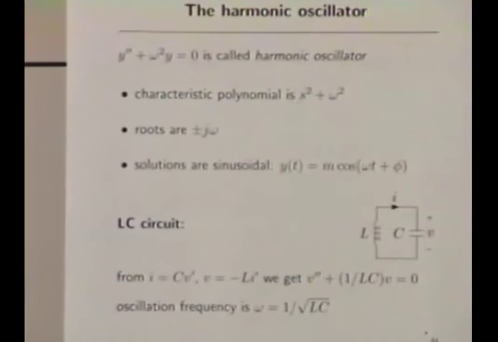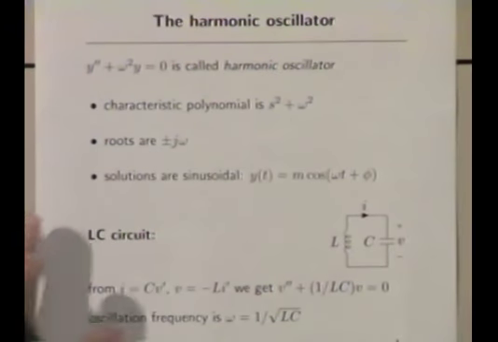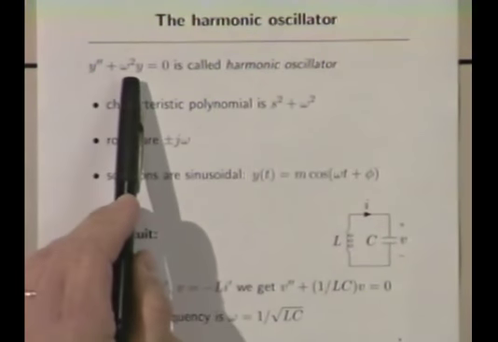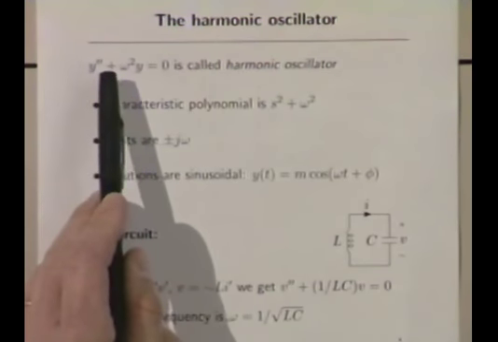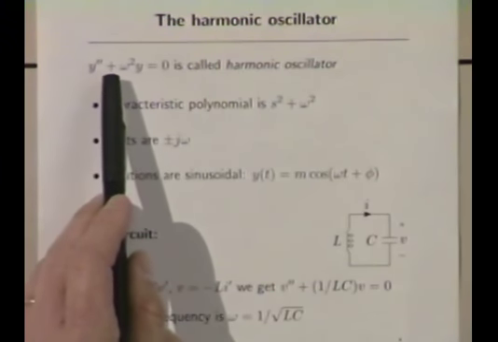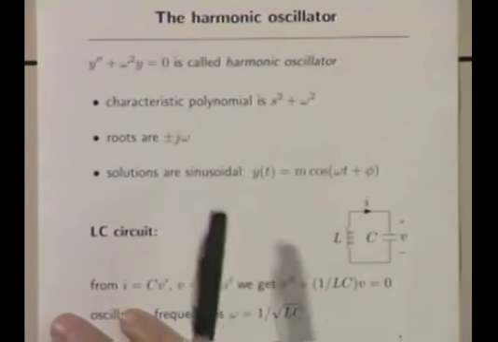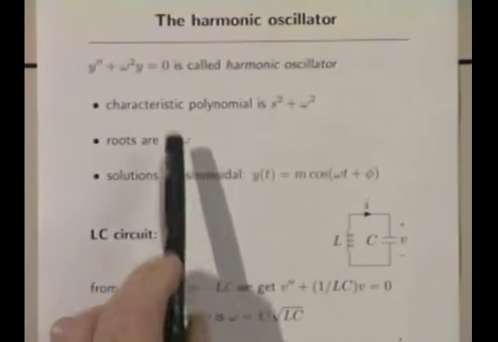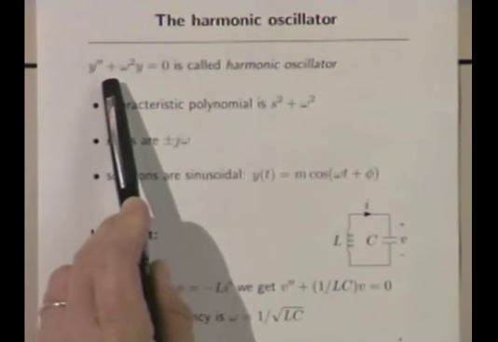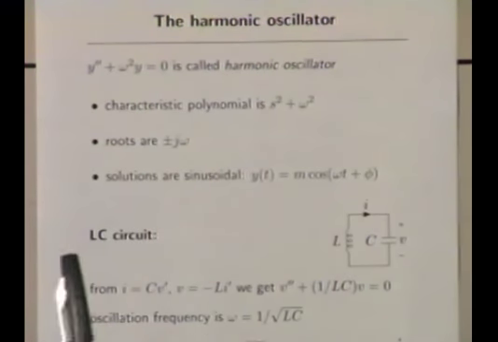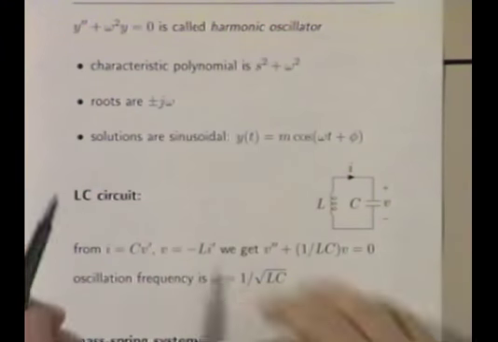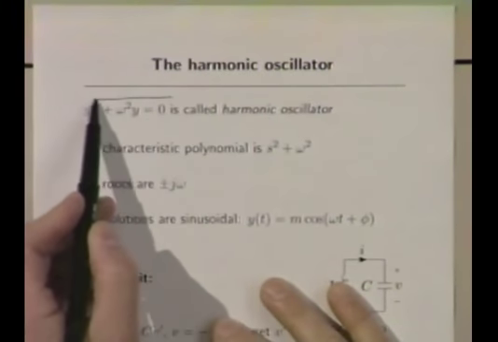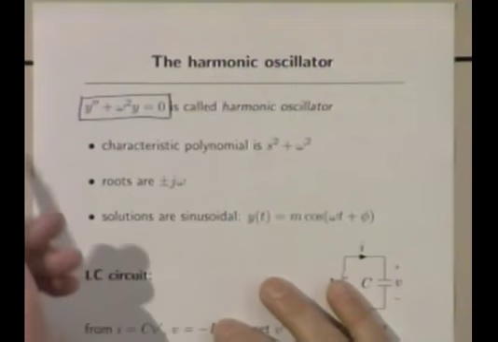Okay, so here's a special case. It's the harmonic oscillator. The harmonic oscillator is when that term in the middle, the y prime term, is 0. Then the roots are pure imaginary. They are plus minus j omega. That's the traditional way to write down the solution of the harmonic oscillator. And here the solutions are pure sinusoids.